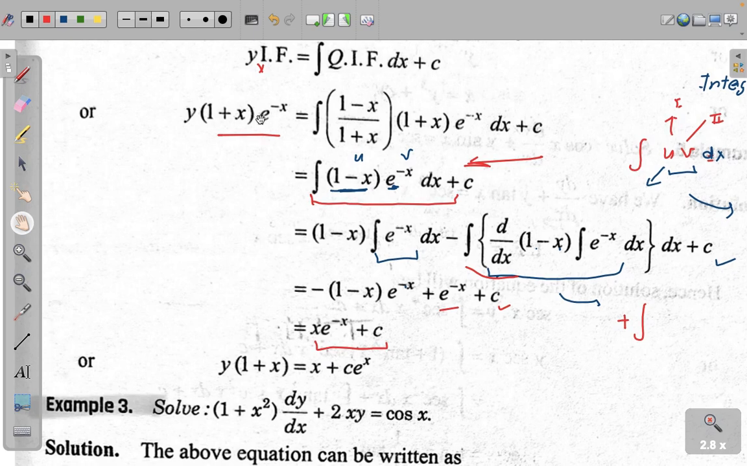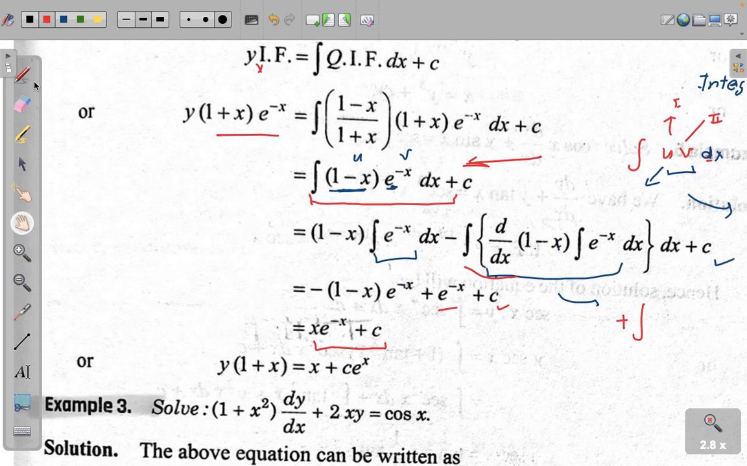On the left hand side we have this. So the final general solution is this, y into 1 plus x this, because here on the left hand side this was there, we are multiplying both sides of the differential equation by e to the power x, so here this e to the power x and e to the power minus x becomes 1, here x remains, and this c with e to the power x. Okay, so this is the answer.